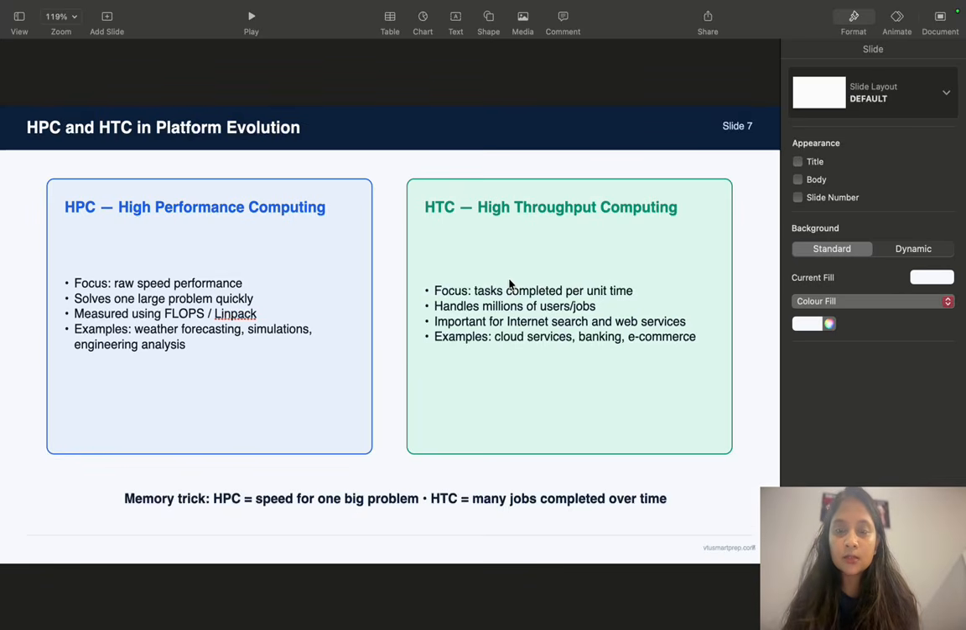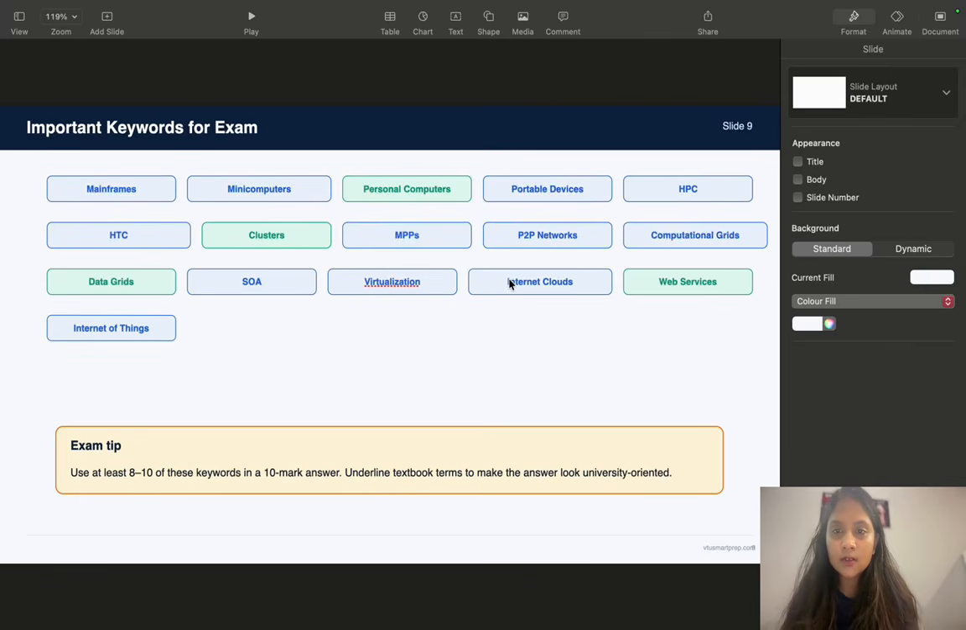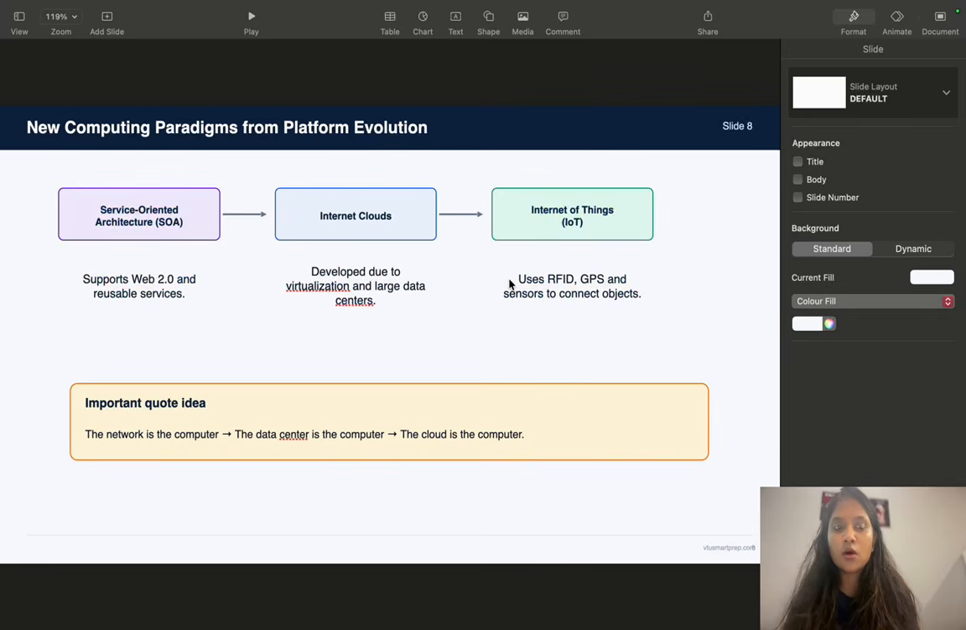So that's it. Next we have new computing paradigms. Because of platform evolution, there are three important new computing paradigm schemes. First is service oriented architecture, which is also called SOA. SOA stands for service oriented architecture.